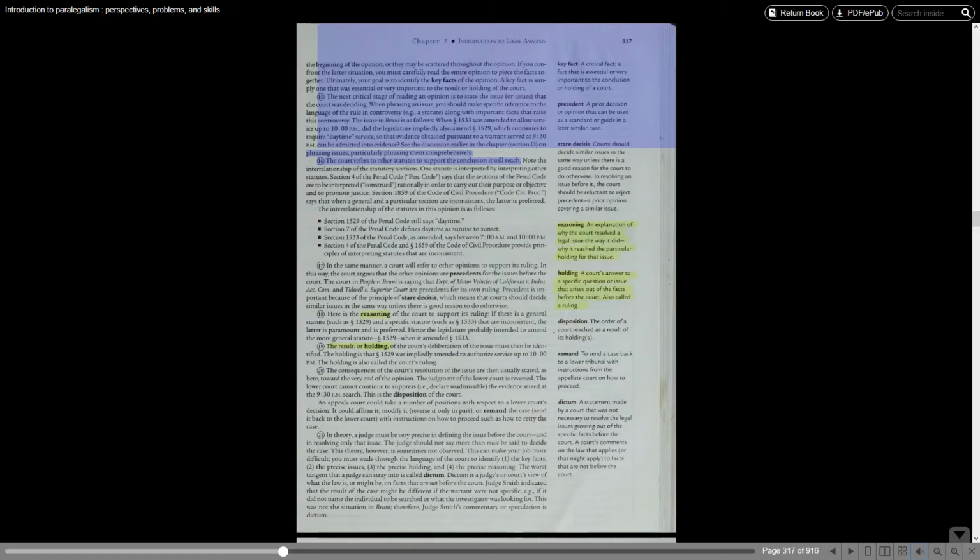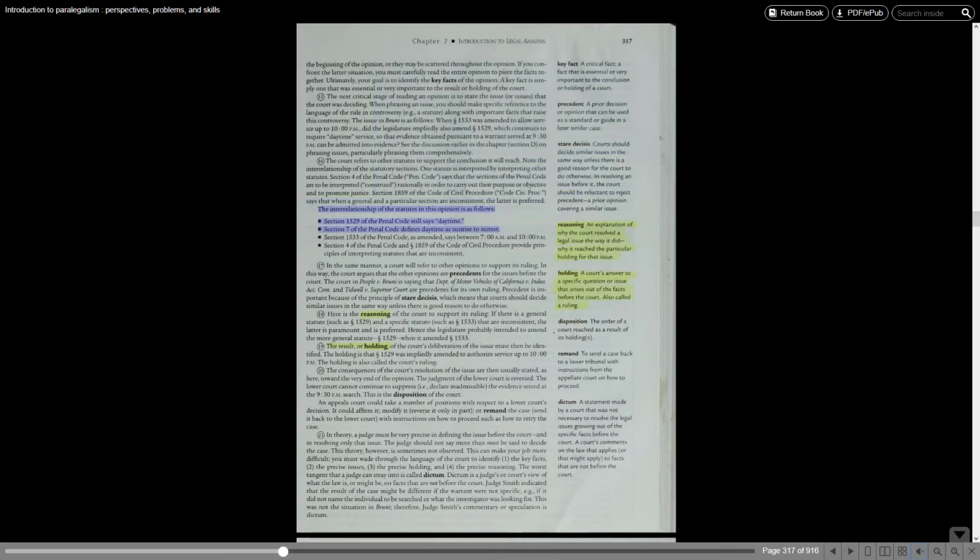See the discussion earlier in the chapter, section D, on phrasing issues, particularly phrasing them comprehensively as the court refers to other statutes to support the conclusion it will reach. Note the interrelationship of the statutory sections. One statute is interpreted by interpreting other statutes. Section 4 of the Penal Code (Pen Code) says that the sections of the Penal Code are to be construed rationally in order to carry out their purpose or objective and to promote justice. Section 1859 of the Code of Civil Procedure (Code Civ Proc) says that, when a general and a particular section are inconsistent, the latter is preferred.